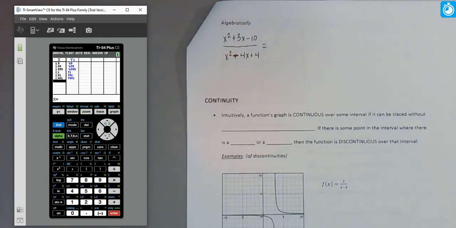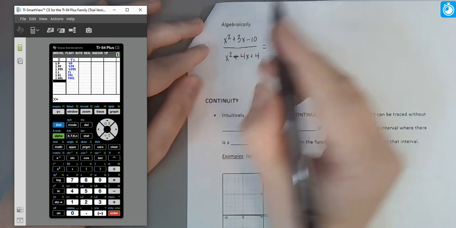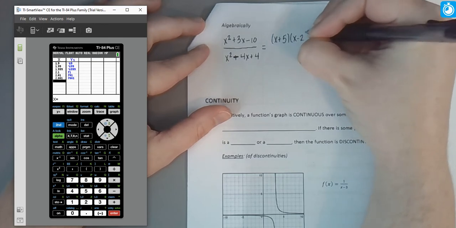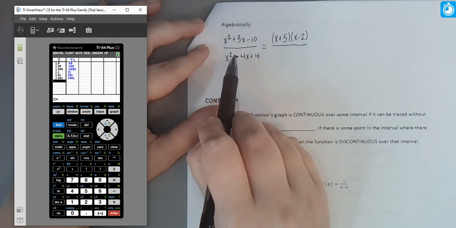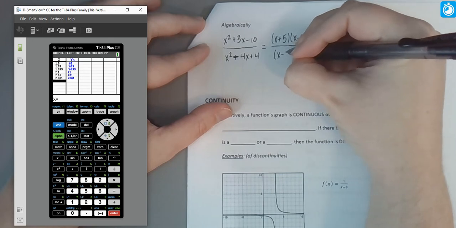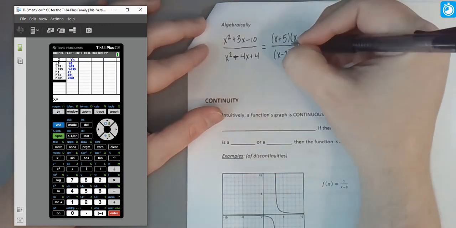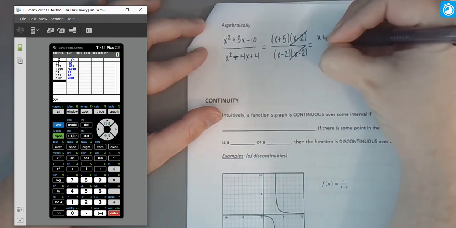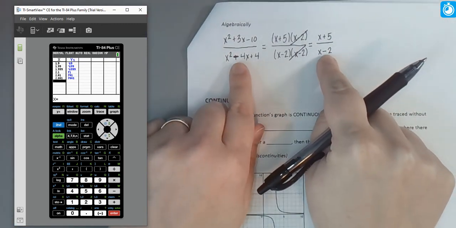So let's see if we can factor this numerator and denominator, and maybe there's something common that cancels just like it did before. In the numerator, we want numbers that multiply to give negative 10, that also add to give positive 3. So that would be positive 5 and negative 2. And then in our denominator, we want numbers that multiply to give positive 4, that also add to give negative 4. So that would be negative 2, but twice. So as suspected, we do have a common factor that reduces to 1. And now we're left with x plus 5 divided by x minus 2 as an equivalent form of our function.